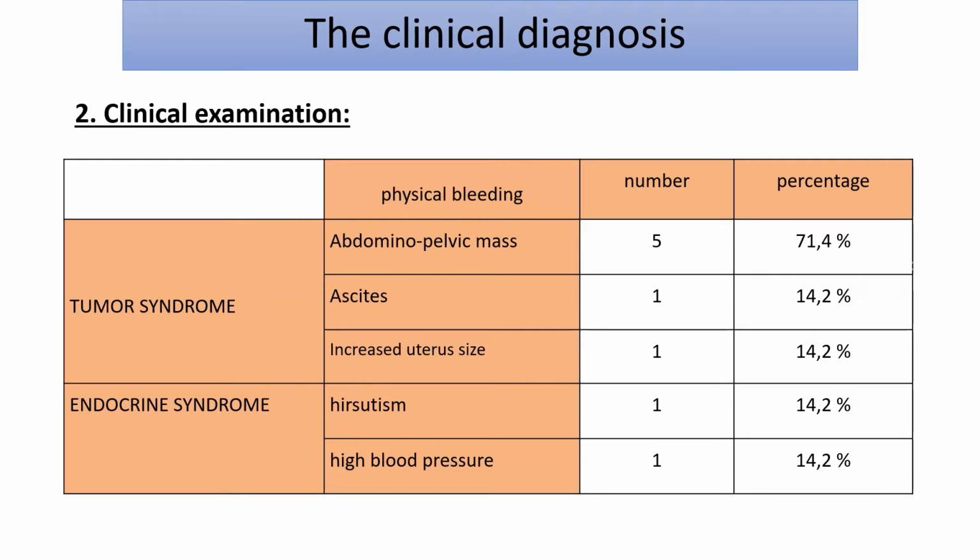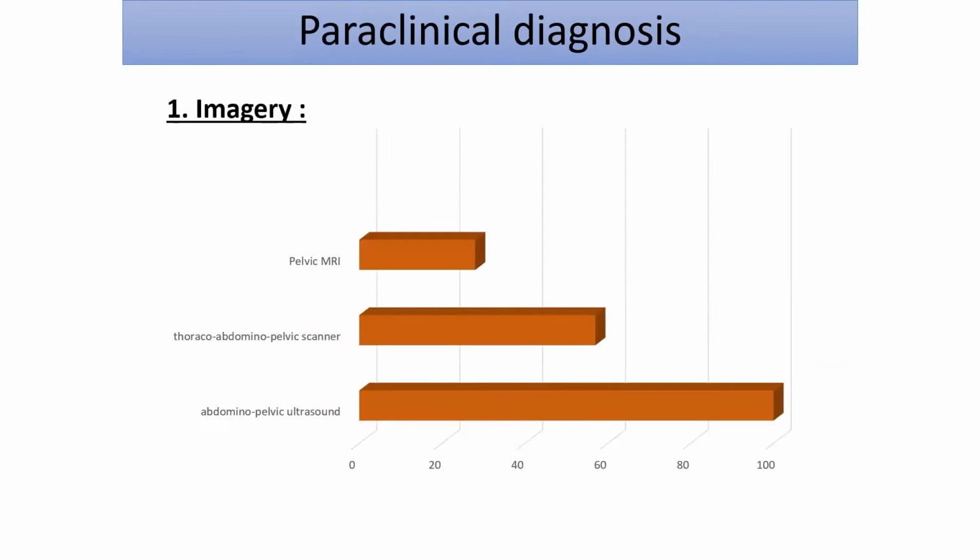Concerning the complementary investigation, 80% of the patients had a palpable abdominal pelvic mass with an average size of 15.3 centimeters. Ultrasound was performed in all our patients and confirmed the existence of a pelvic mass, which was cystic in 60% of the cases and solid and cystic in the rest.